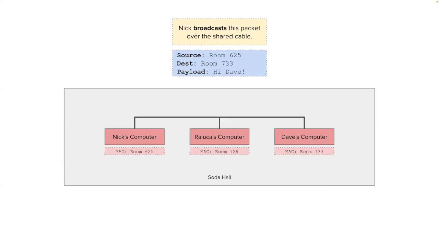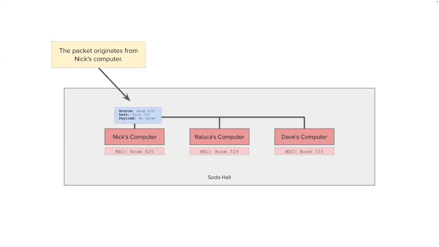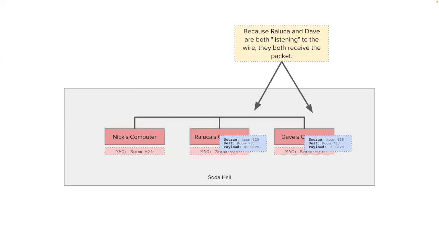The idea is that Nick is going to wrap his message into a packet which contains several entries. You need to specify the source, which is from room 625, and the destination is room 733, and the payload contains the message, "hi David." So this packet originates from this computer, and because both Raluca and David are connected to this wire, both of them are going to receive this packet by just listening to this wire.